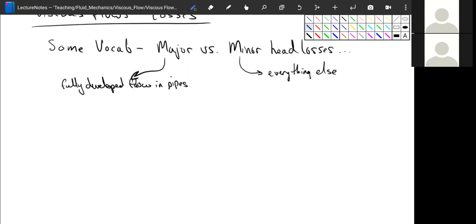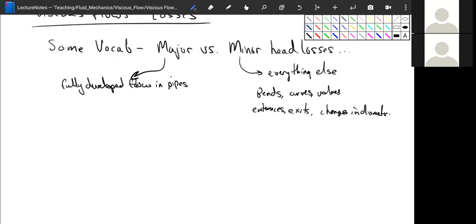And this can include bends, curves, valves, entrances, exits, changes in diameter. So nozzles, right? Nozzles. And as a result, minor head losses can easily overwhelm everything else in your system.